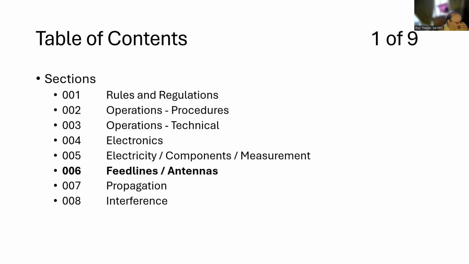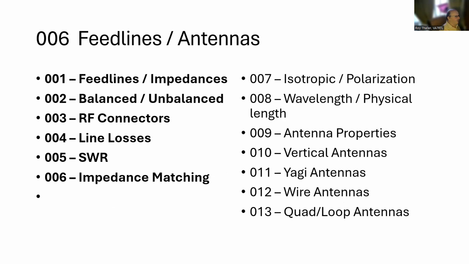So we're almost done. We'll do propagation next week and then interference the following week. So this week we're doing section 6, feed lines and antennas. So 1 to 6 covers feed lines, and 7 to 13 covers antennas. Today we're going to talk about feed line imbalances, balanced and unbalanced RF connectors, line losses, SWR, and impedance matching.